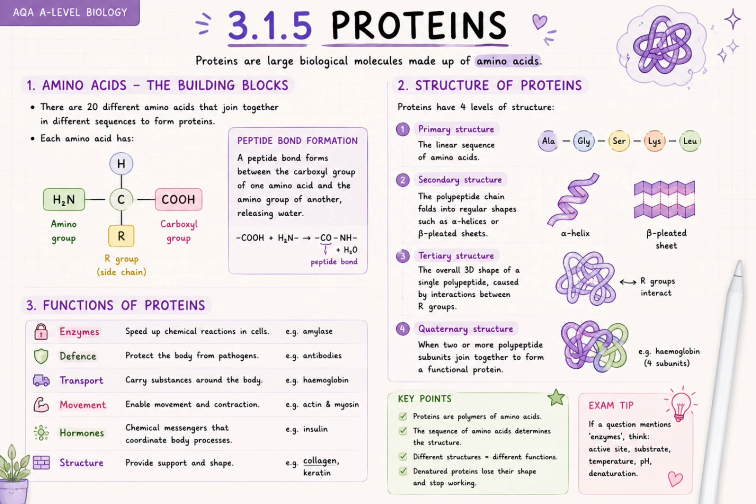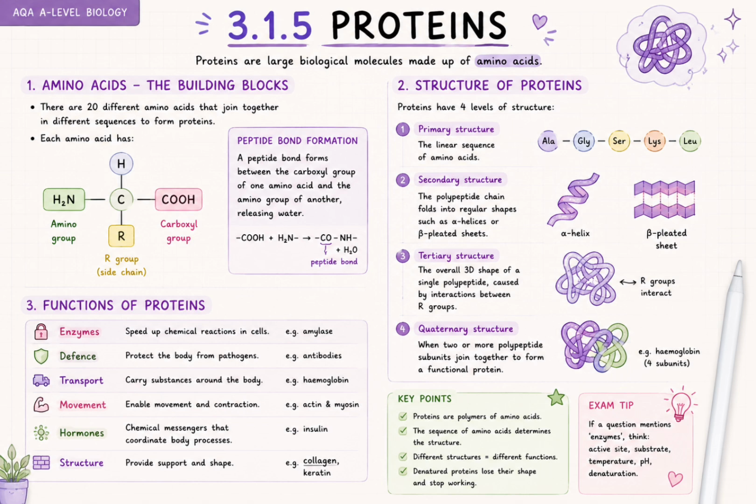The secondary structure forms when the chain folds into regular patterns such as alpha helices and beta-pleated sheets stabilized by hydrogen bonding. The tertiary structure describes the overall 3-dimensional shape of a single polypeptide chain formed through interactions between the R groups. And finally, quaternary structure occurs when multiple polypeptide chains combine together to form a fully functional protein such as hemoglobin. A crucial biological principle to remember is that structure determines function.